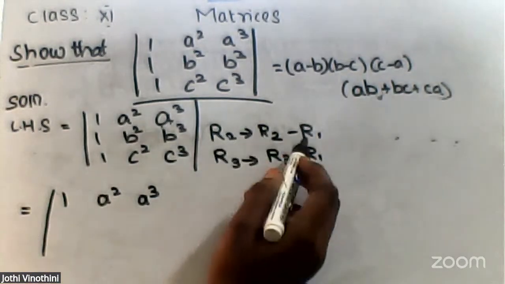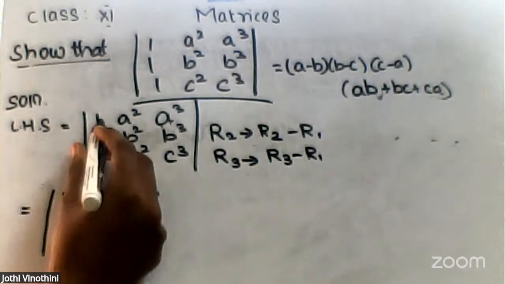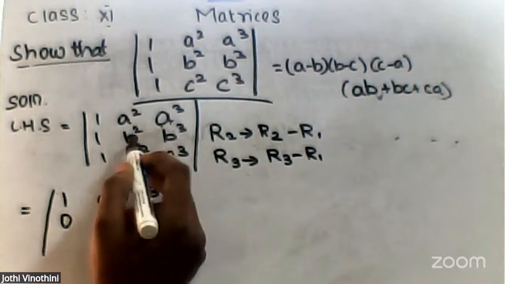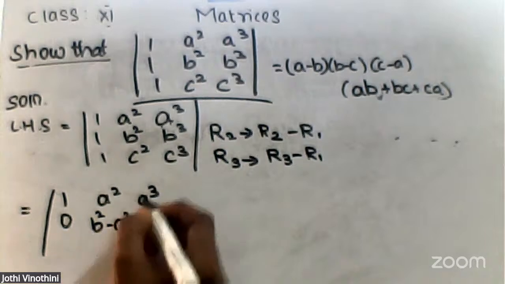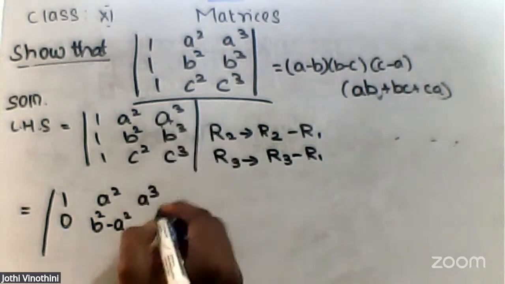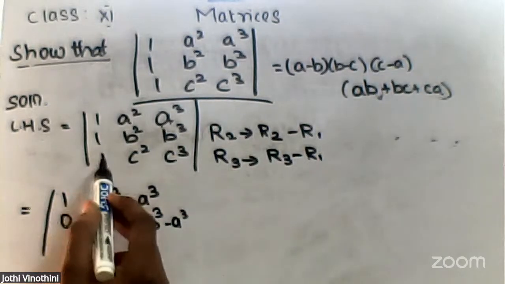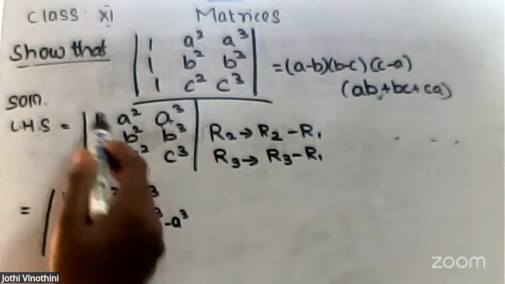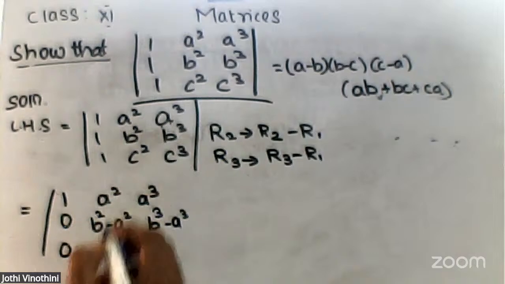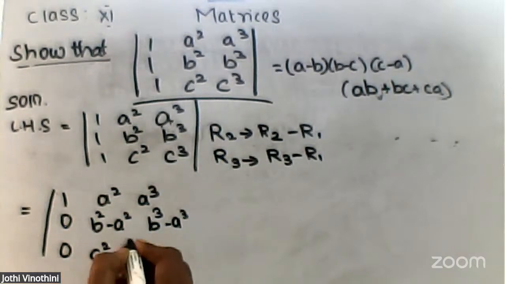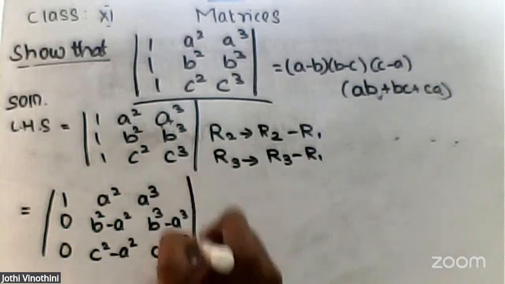So what are we doing with r2? r2 becomes r2 minus r1. So 1 minus 1 becomes 0, then b squared minus a squared, and b cube minus a cube. Similarly, r3 is r3 minus r1: 1 minus 1 is 0, then c squared minus a squared, and c cube minus a cube. Clear?